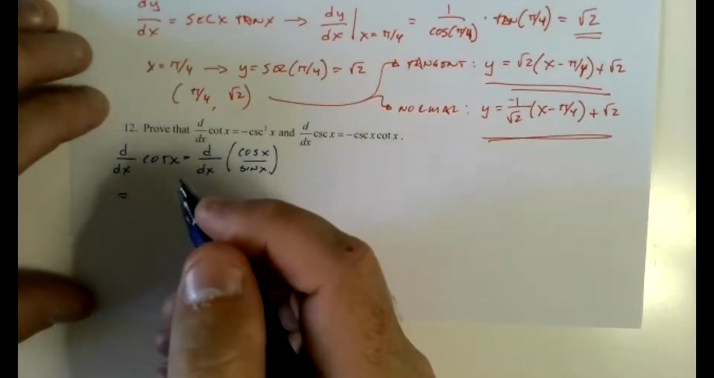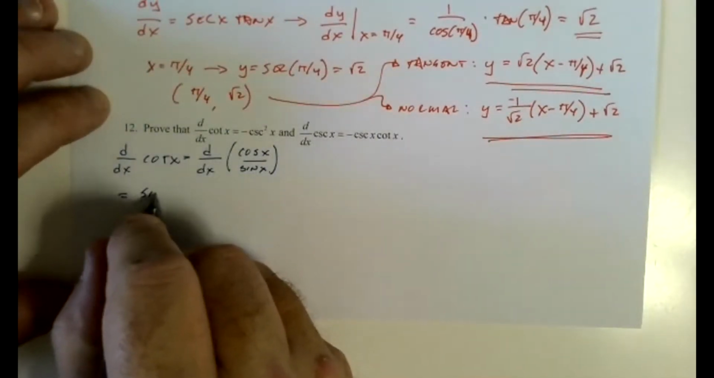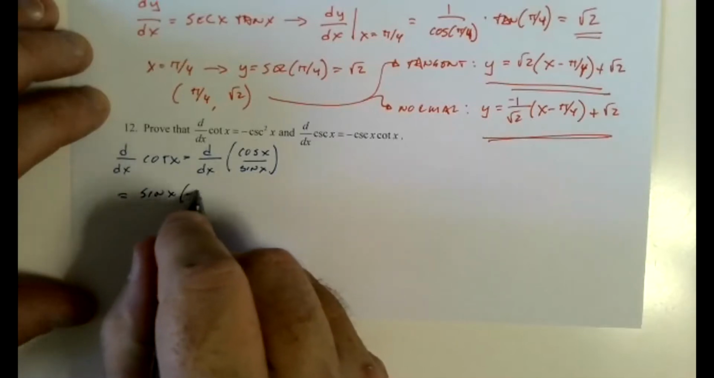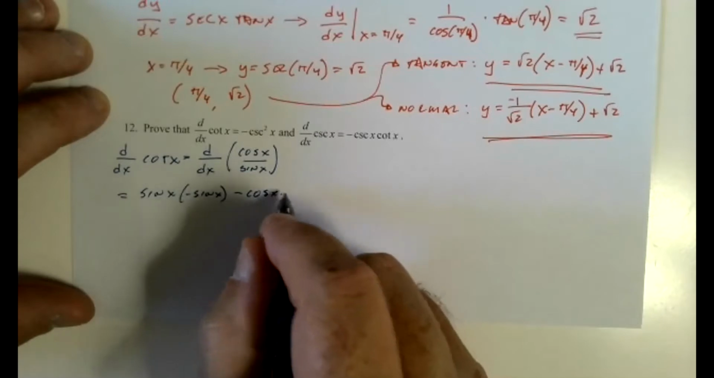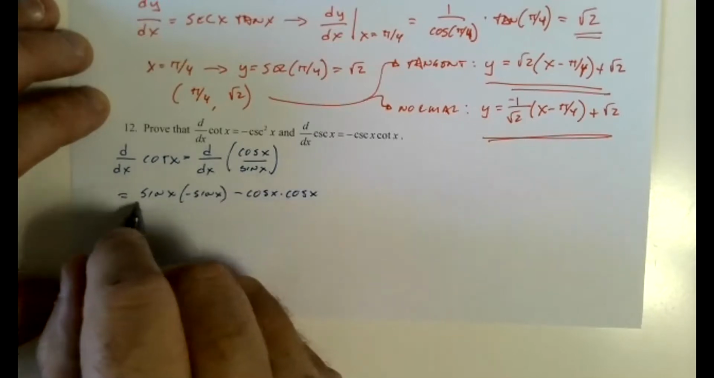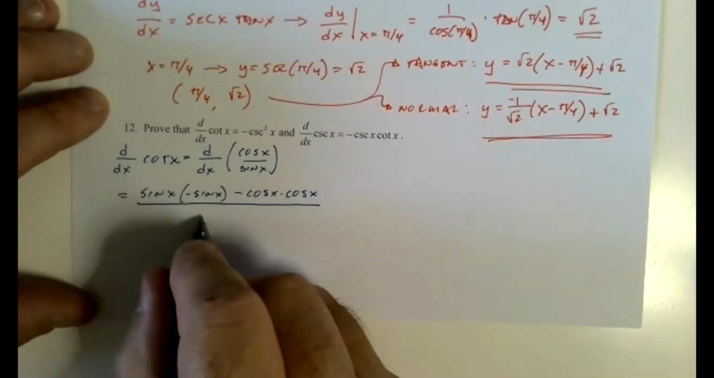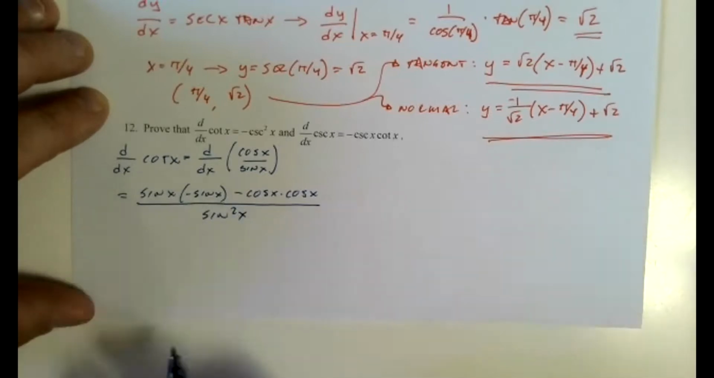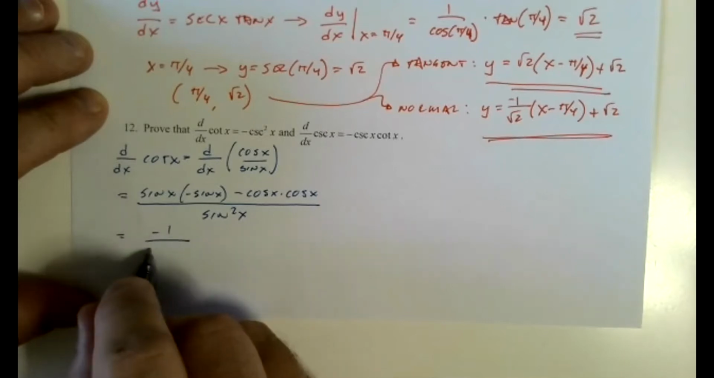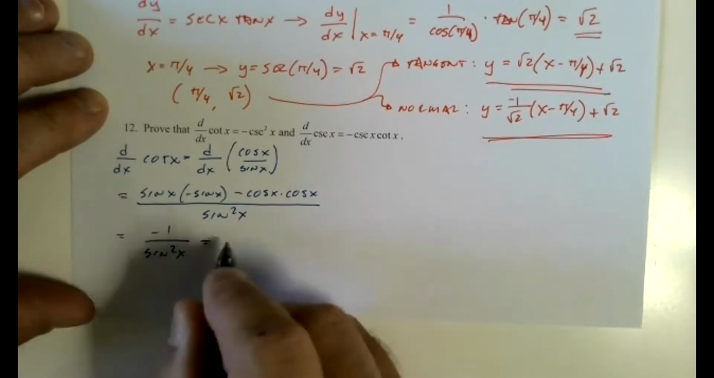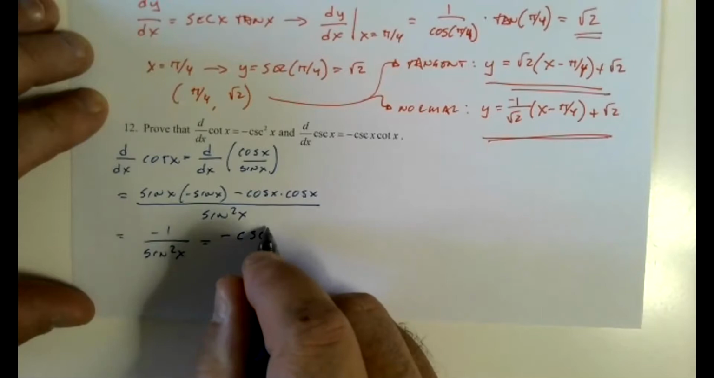Equals low d high minus high d low over sine squared. Factor out the negative and you get negative 1 over sine squared x, which is negative cosecant squared x.